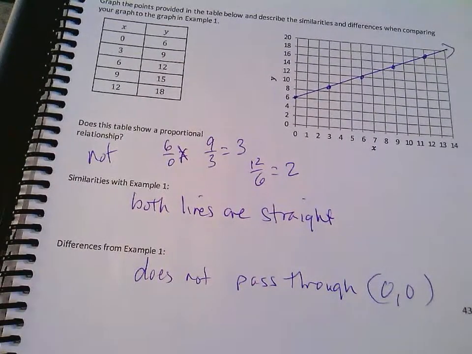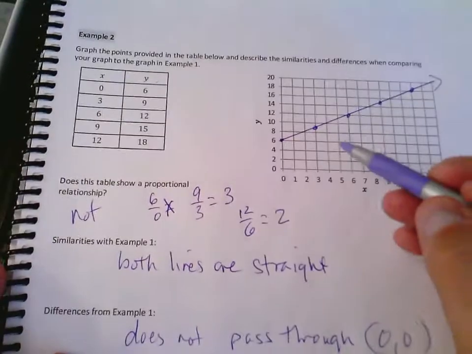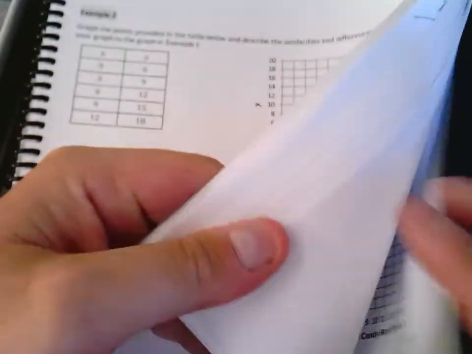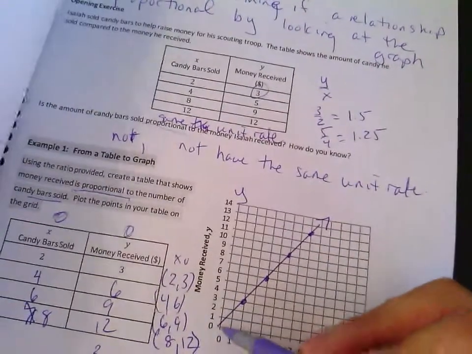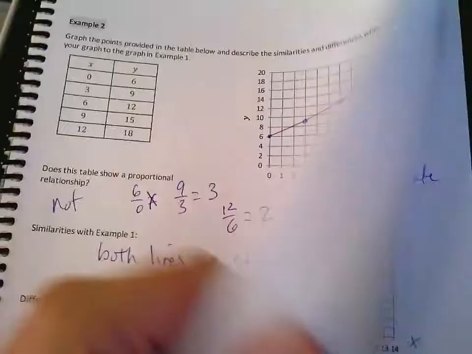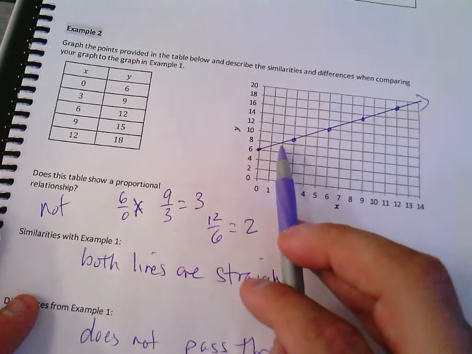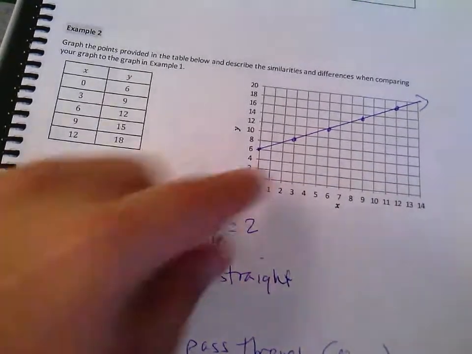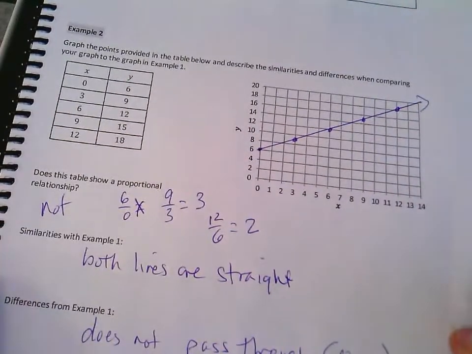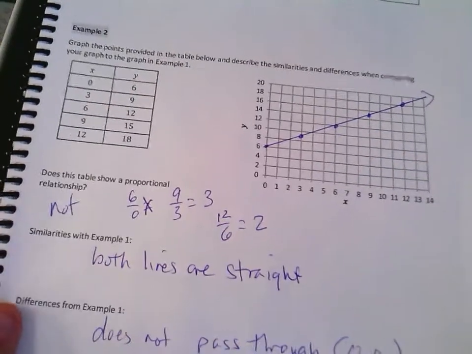So in closing, graphs that are proportional will start at the origin or pass through the origin and be a straight line. Graphs that are not proportional will not start at 0. And also, consider graphs that aren't straight as well. All right, so that is the end of this lesson video.